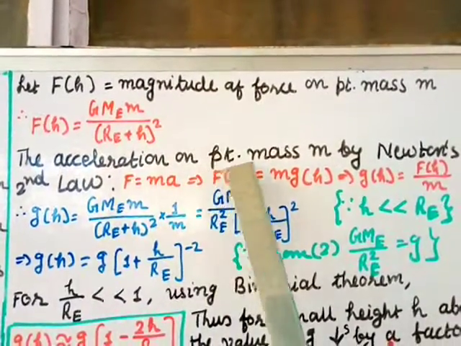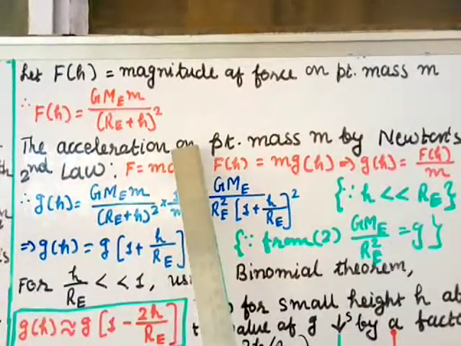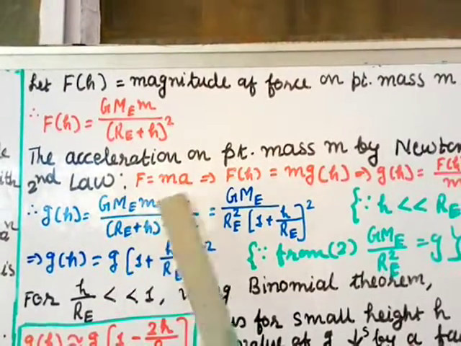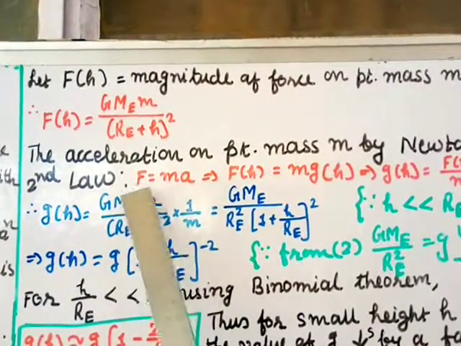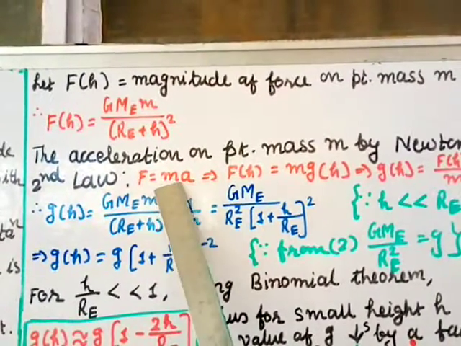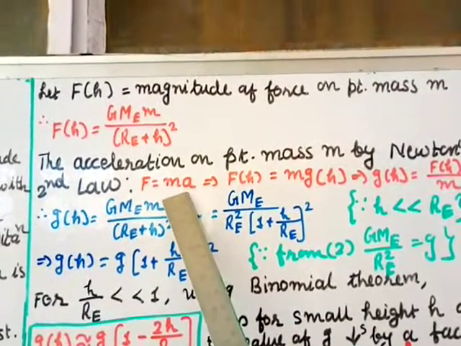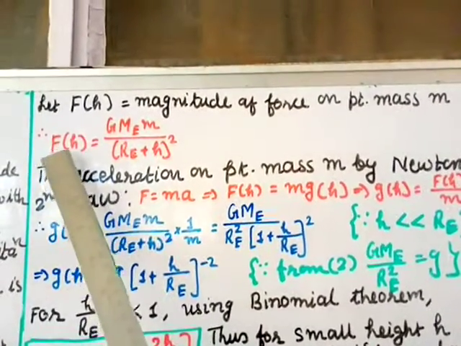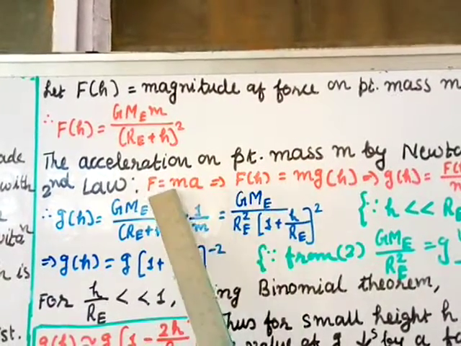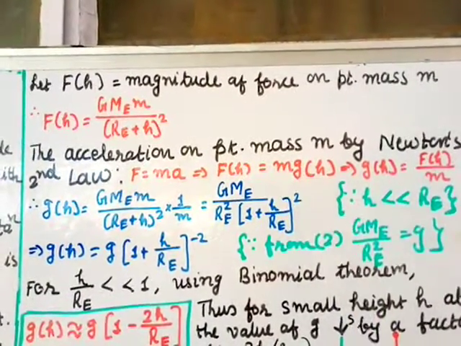The acceleration on point mass m by Newton's second law, F is equal to ma. Now we know this by Newton's second law, the relation between force and acceleration. But now it is acceleration due to gravity, so you replace a by g, and because it is at height h, you replace F by F of h. So F of h is equal to m, and a is acceleration due to gravity, so g of h, because it is at the height h.